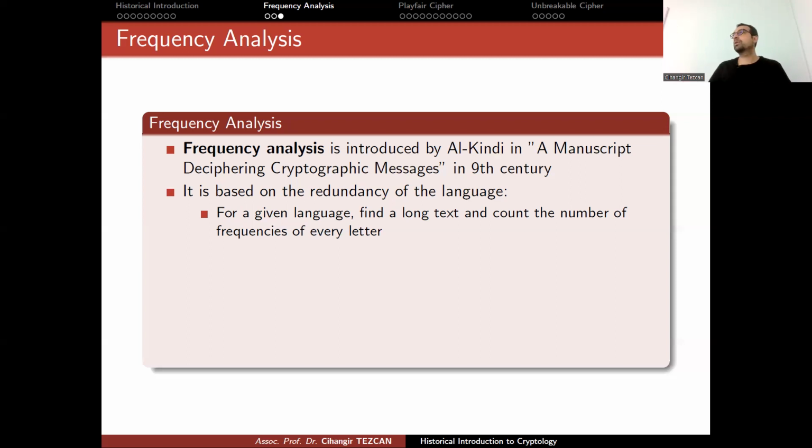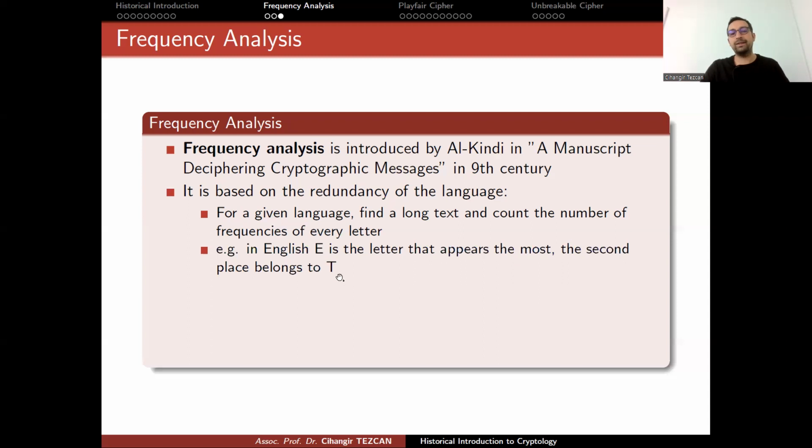So if you divide them by the number of letters, then multiply by 100, you will get the percentage of these things, right? So if you do it, you will observe that in English, E is the letter that appears the most. And the second place belongs to T. I forget the percentages, but maybe 12% E, 10% T, and so on.